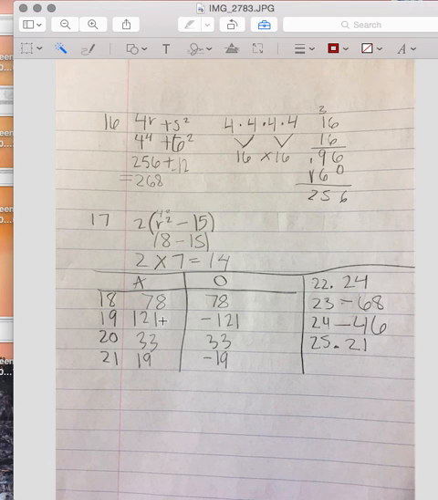Let's check. That's absolute value, and that's the opposite. Absolute value, opposite. Great job on those. And then 22, correct, correct, correct, and correct. So great job on those two. So just go back to the ones that I mentioned to you.